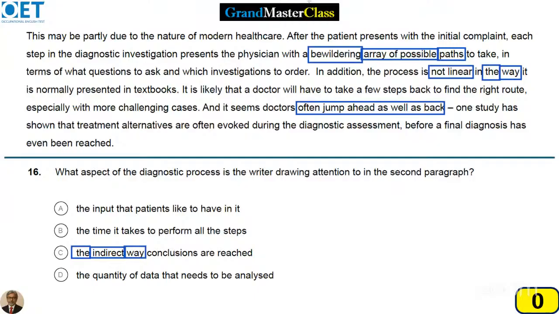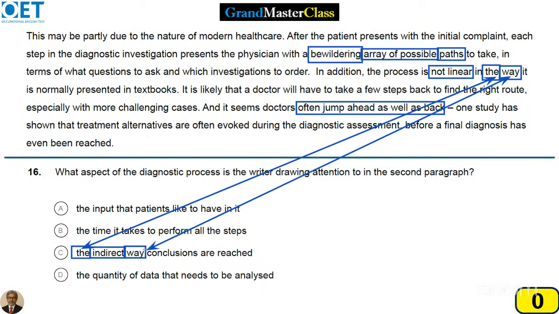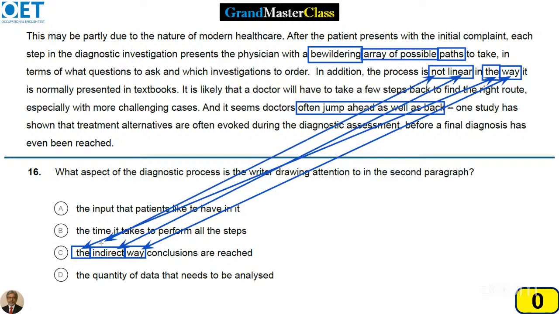So try to understand how I'm pointing it out for you. Now this, not linear, is two words. Linear means direct, not opposite. Not linear means indirect. Try to understand that very clearly. Not linear, not the direct way.